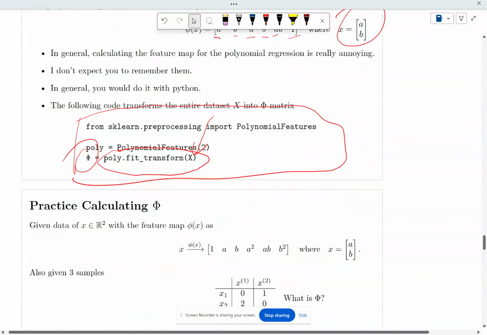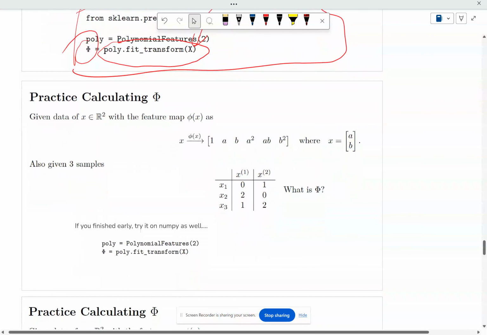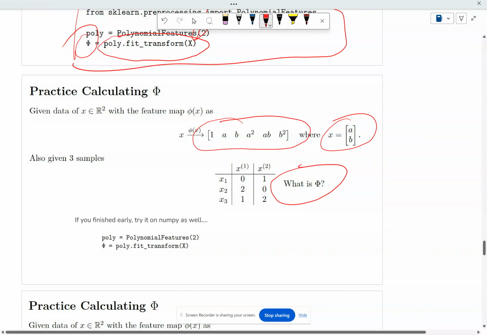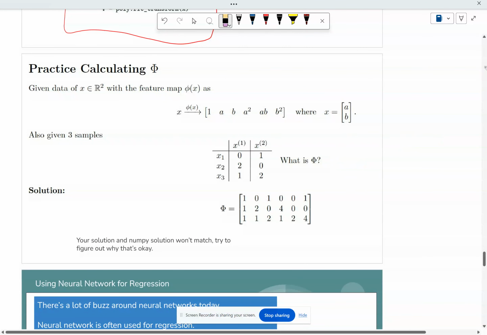Okay. So instead of using code, I want you to at least have done this once. So at this point, let's say we have x of A, B. In that case, and we have 3 samples, x1, x2, x3. Take out a piece of paper and see if you can find phi. You want to be able to find phi with the polynomial. If you're done, make sure you check to see if you got the same thing here. Okay, all right, let's continue. This is the solution. Hopefully, you got the same thing.